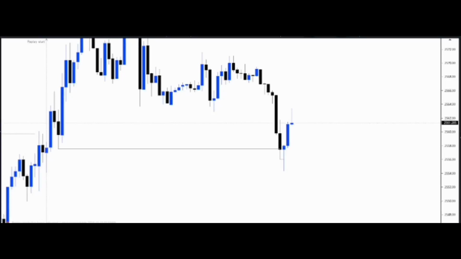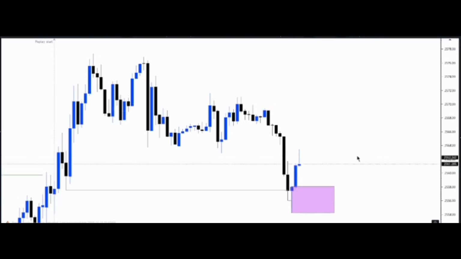Now, so what do you do? Well, you mark out this candle here. Mark it out. That becomes your zone to take price from. But you cannot take price directly from here, okay? Because there's no form of confirmation. You need to wait for confirmation. Now, there are two ways you can confirm this zone. Number one is if it takes out this high.